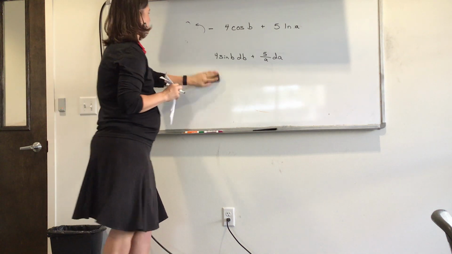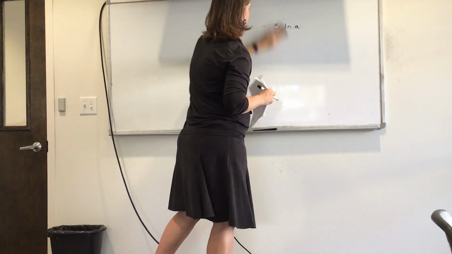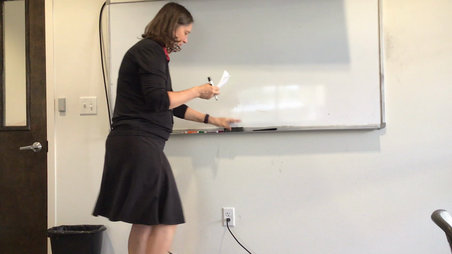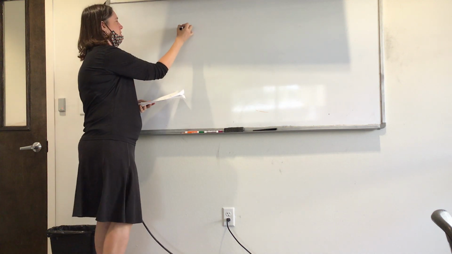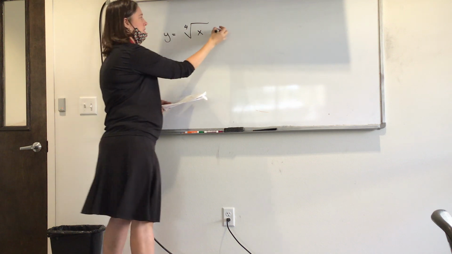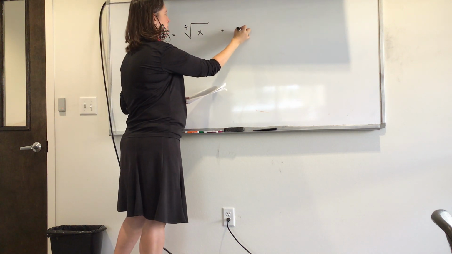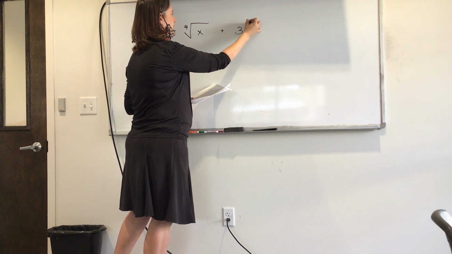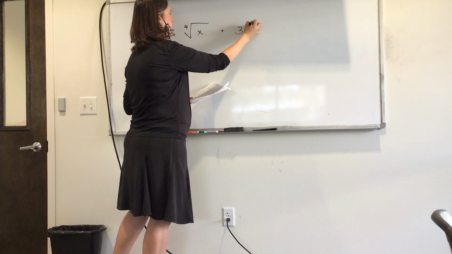Alright, let's do one more differential question just so you can see some of the different setups that I had on our test. The last one, let's go the fourth root of x plus 3e to the, I keep using x, e to the b.